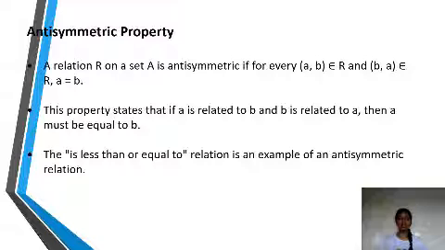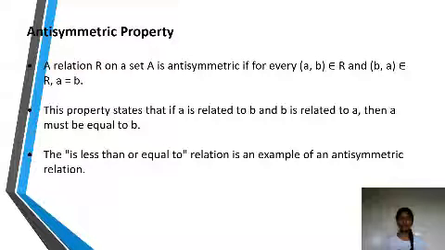Antisymmetric property. A relation R on a set A is antisymmetric if for every (a, b) that belongs to R and (b, a) that belongs to R, then a equals b. This property states that if a is related to b and b is related to a, then a must be equal to b. The relation "is less than or equal to" is an example of an antisymmetric relation.